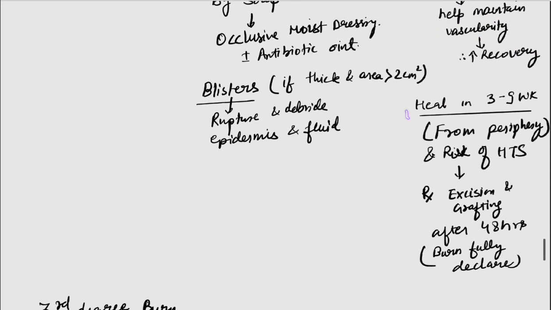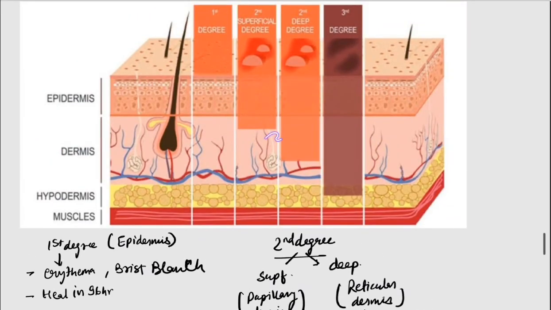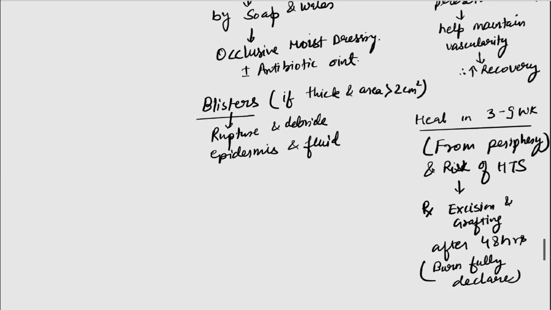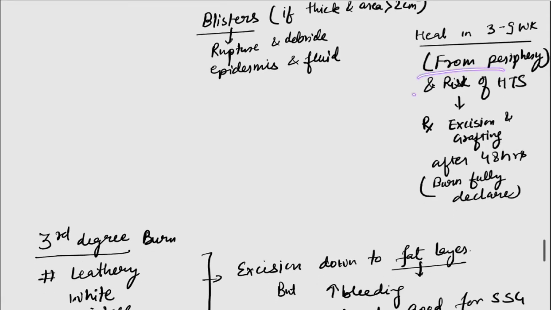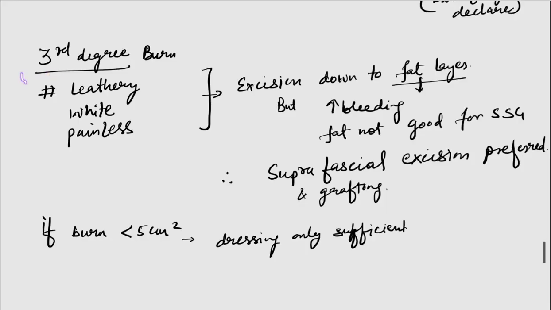The second degree deep wound heals in 3 to 9 weeks from the periphery because all the appendages which are lying in the reticular dermis are dead now. Therefore healing only occurs from the normal skin. Therefore it will take a lot of time. So it is better to do excision and grafting after 48 hours when the burn wound has fully declared itself, because when the wound heals by secondary intention, there are chances of hypertrophic scar, and also the timing will be increased very much.